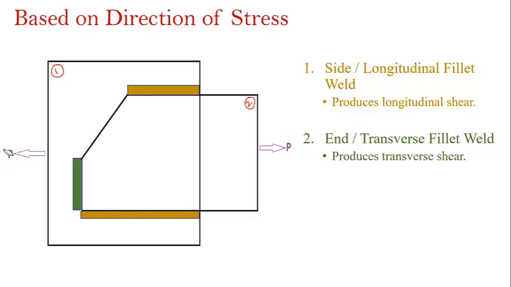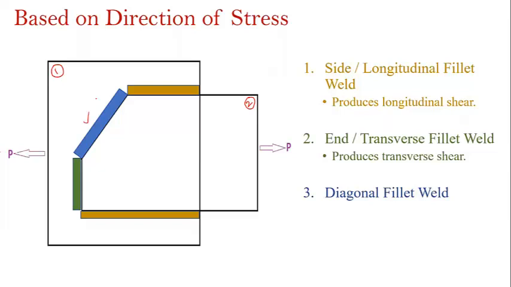Now the third classification of fillet weld is the diagonal fillet weld. A diagonal fillet weld is a weld which is provided at an angle to the direction of application of load. The diagonal fillet weld is the blue one which you are seeing on the screen. So this is how the three different classifications of fillet welds are based on the direction of stress.